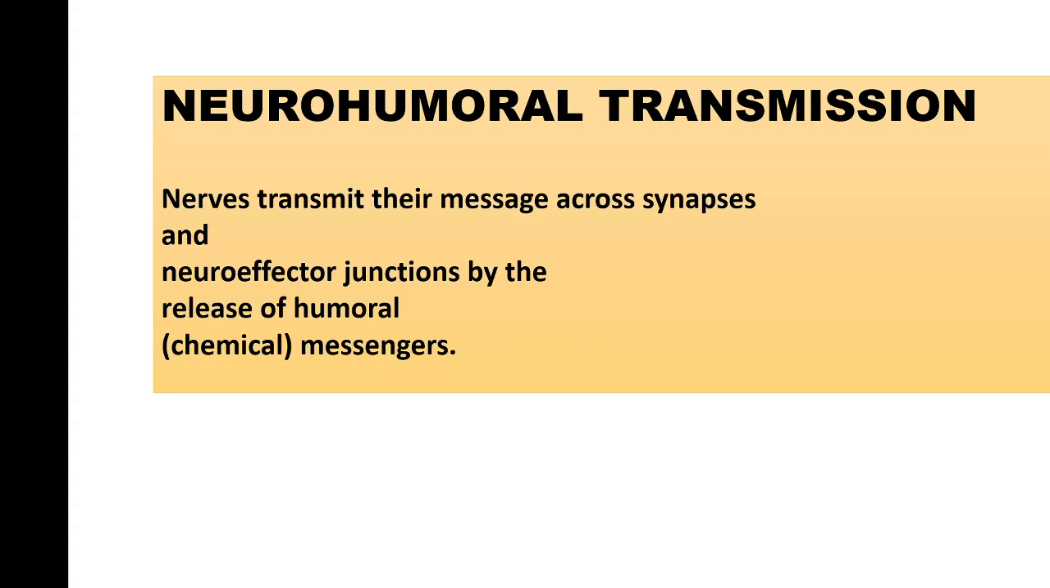Nerve will release some chemical substance, it will act on organ. So all this is known as neurohumoral transmission. First we will see sympathetic system in which transmission is noradrenergic, because the neurotransmitter involved is noradrenaline. So this is noradrenergic transmission.